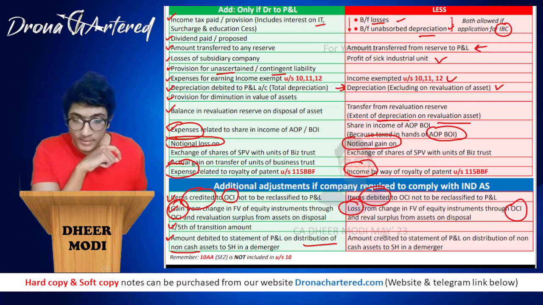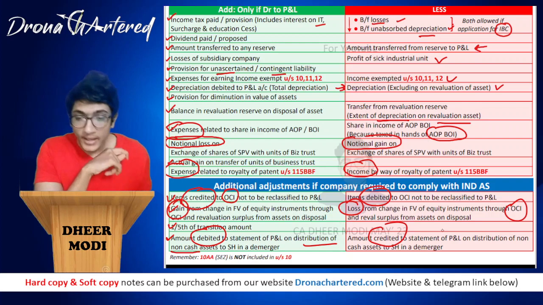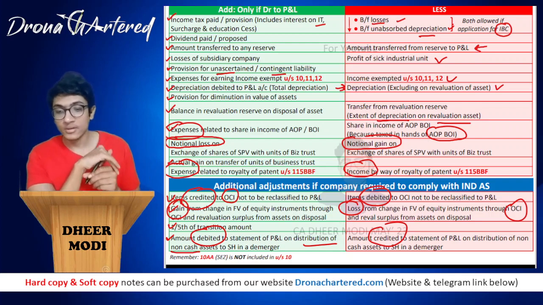And last is any amount credited. See, over here there is debited, over here it is credited. Any amount credited to statement of P&L on distribution of non-cash assets in a demerger.